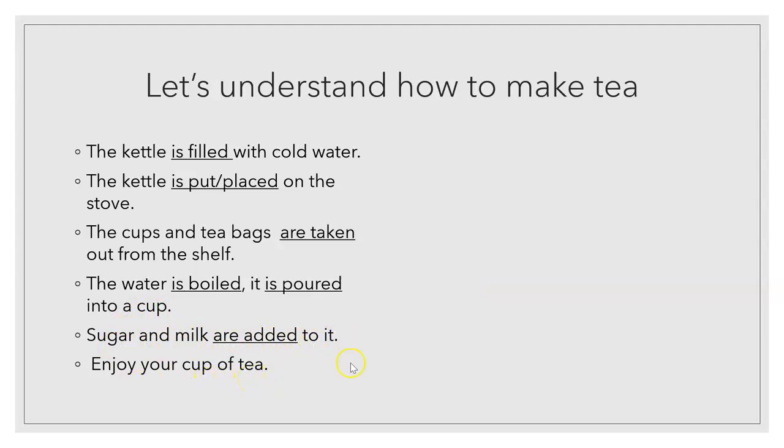Now let us look at the verb forms used in all of these sentences. Is filled, is put, is placed, are taken, is boiled, is poured, are added. If you recall, in the previous slide we have studied the structure of a verb in passive form, which is be form of the verb plus past participle. Now let us look at the second way of describing a process.